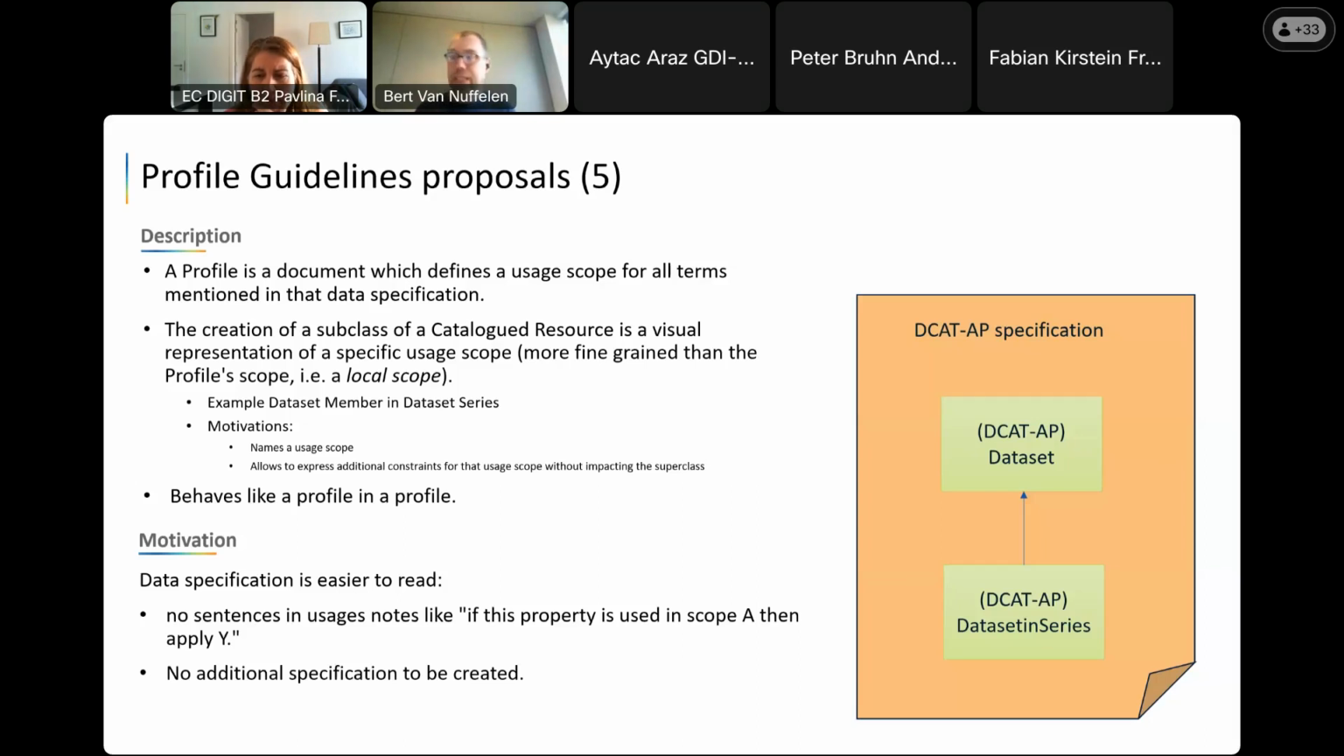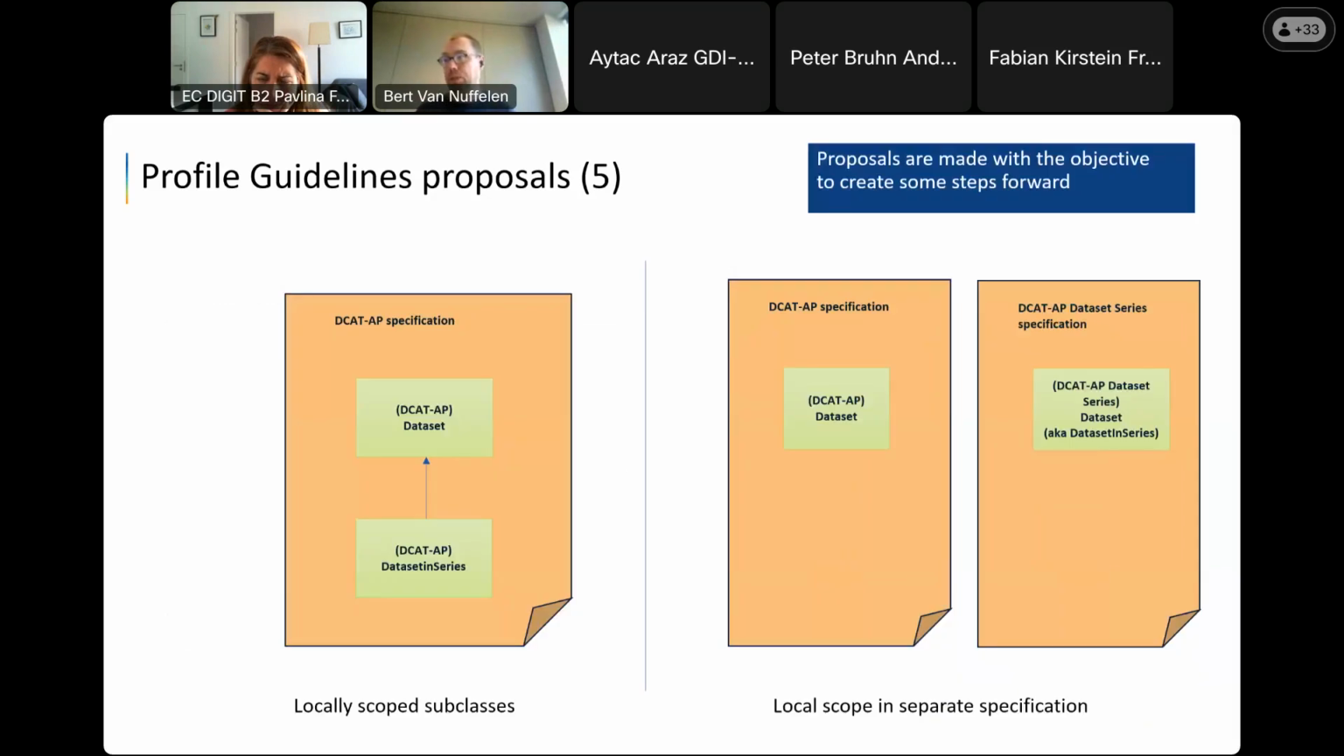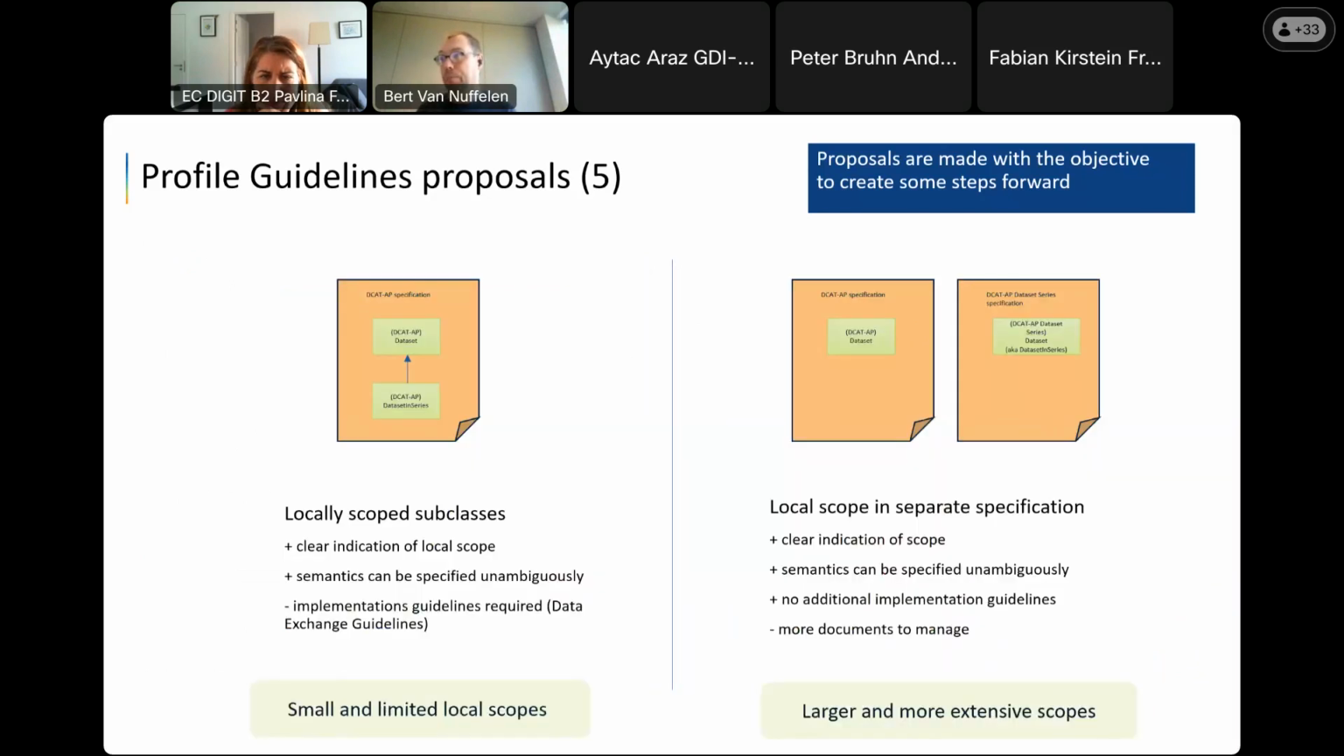The proposal is that in that case, you can create a subclass if this local scope is small, so a locally scoped subclass. If the local scope becomes larger, then we propose to go to a full-fledged new document. Of course, this is a balancing act, and sometimes a subclass can still be needed in the other case, but this is a guideline, a proposal, to make it possible to have condensed and readable specifications. So when it's locally scoped and you need small explanations, you can add it in the same document, preferably with a subclass. Otherwise, you do it in a separate document.